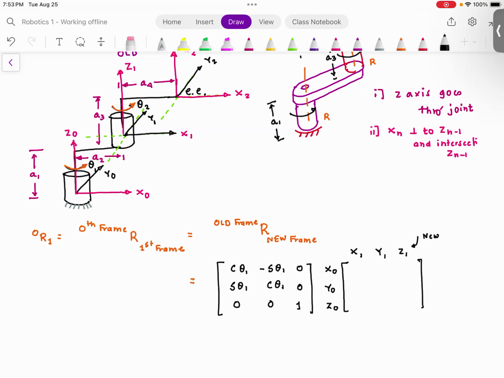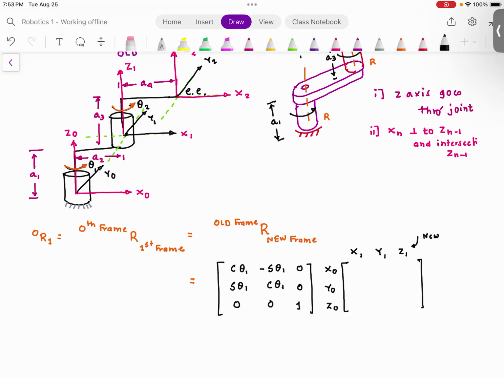y1 has no relationship with x0, so 0 here. But please note y1 is aligned with y0, so you are going to have 1 here. y1 has no relationship with z0, so 0 here. z1 has no relationship with x0, y0, and 1 at the diagonal. So you are going to have an identity matrix.